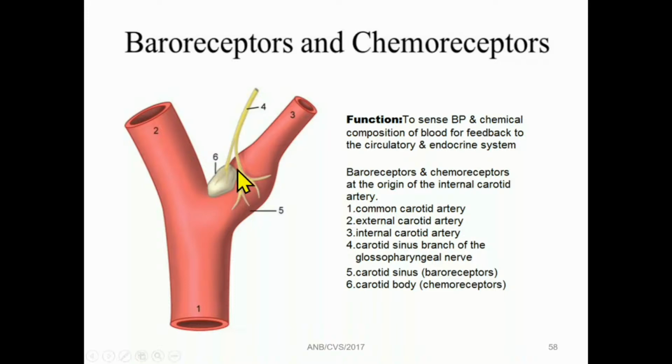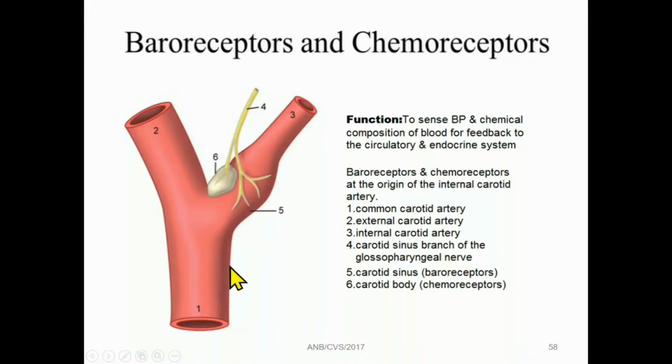Here you will find a cavity-like structure that we call a pouch, or the carotid sinus. Apart from that, chemoreceptors are present at the bifurcation, in the carotid body. Now, where are the baroreceptors present? They are present in two regions, the arch of the aorta and the carotid sinus, which is not shown here.